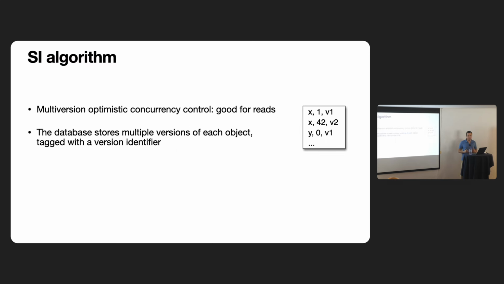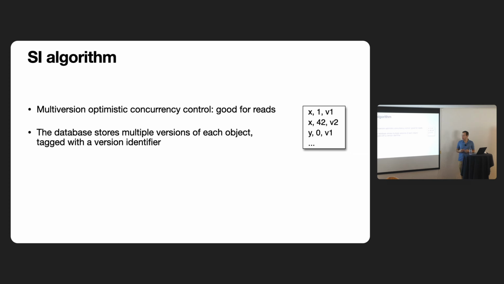This algorithm falls into a class called multi-version optimistic concurrency control. You may remember this from your database class. If not, I'm going to explain what it is. It's pretty good for reads, which is why people like this isolation level for performance reasons.